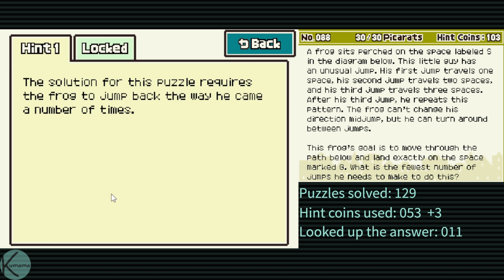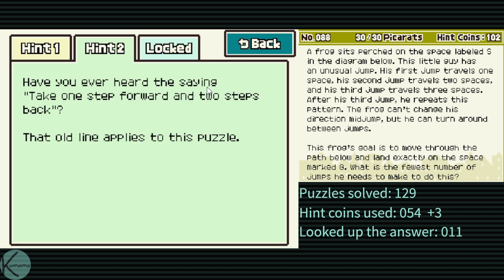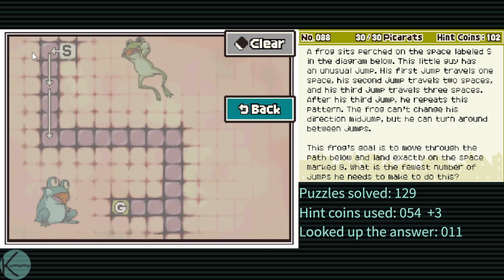The solution for this puzzle requires the frog to jump back the way he came a number of times. How many times? Have you ever heard the saying, take 1 step forward and 2 steps back? That old line applies to this puzzle.